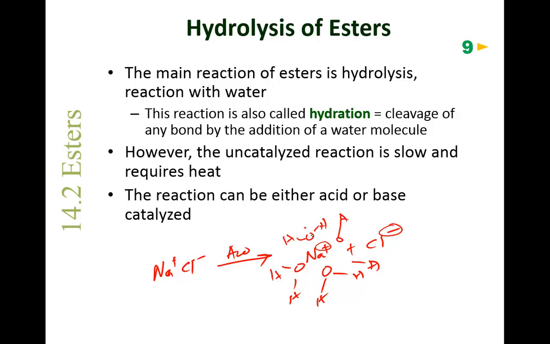Remember, each one of these oxygens has a partially negative charge, so it orients itself around the positive sodium ion, and then the hydrogens, being partially positive, orient themselves around the chloride ion, and again they form a cage around the chloride ion so that the sodium ion and chloride ion can't get back together. So that's called hydration: cleavage of any bond by the addition of a water molecule. All right. So we separated those, cleavage with the water molecules. Since, however, the uncatalyzed reaction is slow and requires heat.